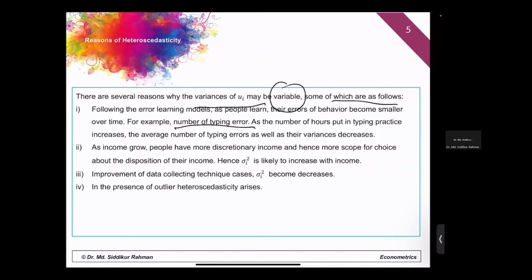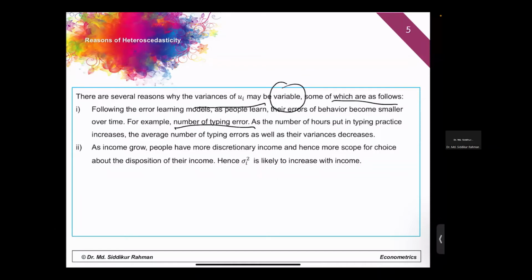And the second example: as income grows, people have more choice about the disposition of their income, right? Maybe as your income grows, your interest in purchasing some commodity or product can change a lot, right? So this is another example. Improvement of data collection techniques causes the variance to decrease, right? I told you data collection is the most important thing for a statistician, for forecasting, for estimation, or for predicting. So if you have some problem in the data collection, there might be heteroskedasticity. You can remove the heteroskedasticity if you improve your data collection techniques; then the variance decreases. Otherwise the variance is going to be inconsistent as far as the error term is concerned.